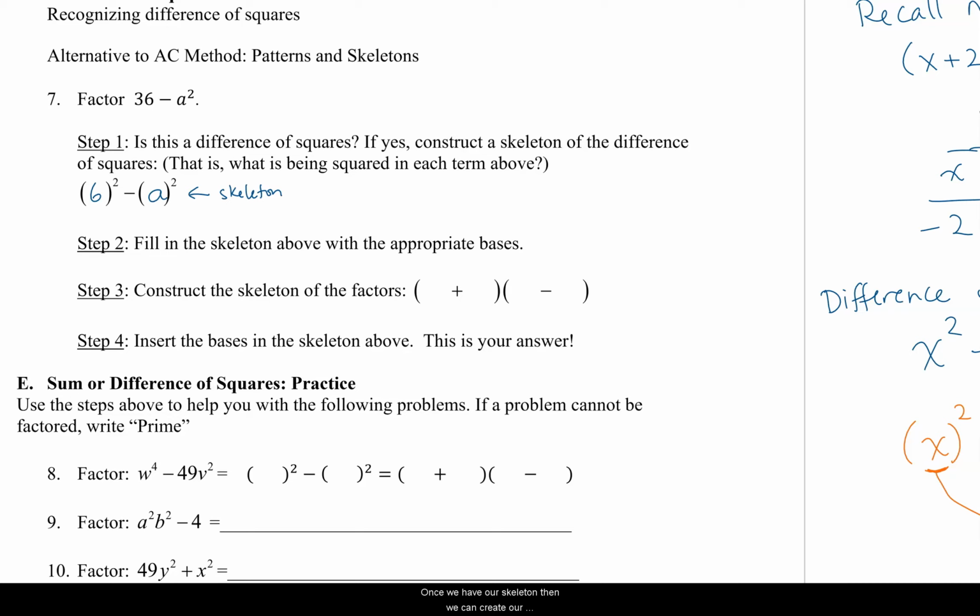Once we have our skeleton, then we can create our skeleton of the factors. And 6 in the first parentheses means we put 6 in the first slot for both factors. And a in the second parentheses in our original skeleton means we put a in the second spot in both factors. And those are our factors. So 36 minus a squared equals 6 plus a, 6 minus a.